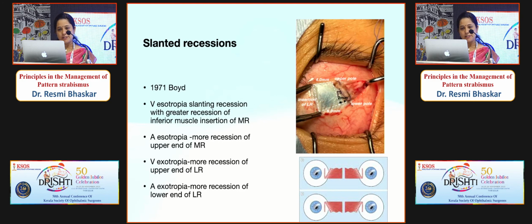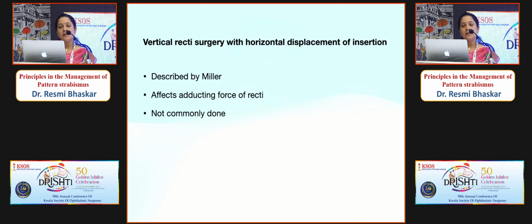In case of V esotropia, the slanting recession with greater recession of the inferior muscle insertion of medial rectus, and in A esotropia, more recession of the upper end. So wherever you want more weakening, you recess, that part will be kept posteriorly. The vertical rectus surgery with horizontal displacement of insertion, that is superior and inferior rectus shifted medially or laterally, was described by Miller. It affects the adducting force of recti but is not routinely done.